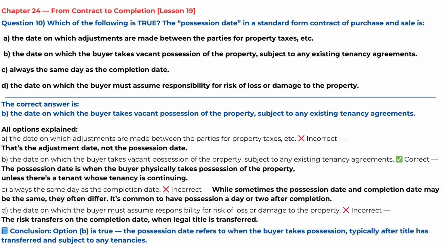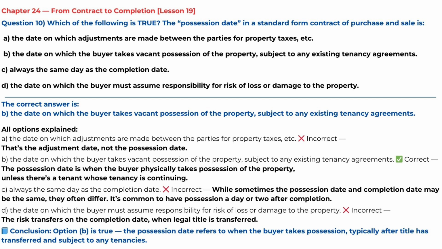B. The date on which the buyer takes vacant possession of the property, subject to any existing tenancy agreements. Correct. The possession date is when the buyer physically takes possession of the property, unless there's a tenant whose tenancy is continuing. C. Always the same day as the completion date. Incorrect. While sometimes the possession date and completion date may be the same, they often differ. It's common to have possession a day or two after completion. D. The date on which the buyer must assume responsibility for risk of loss or damage to the property. Incorrect. The risk transfers on the completion date, when legal title is transferred.